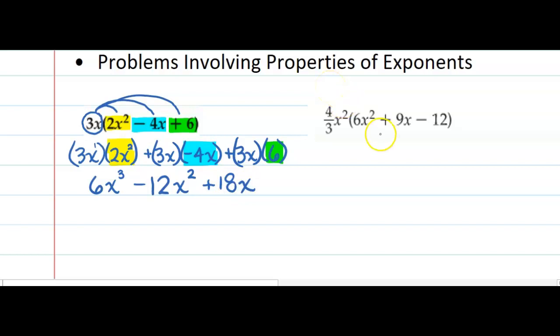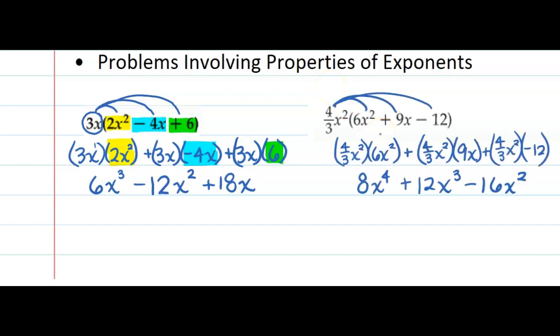Pause the video and try the second example. Did you end up with 8x to the 4th plus 12x cubed minus 16x squared? Again, we're just distributing a monomial throughout a trinomial.